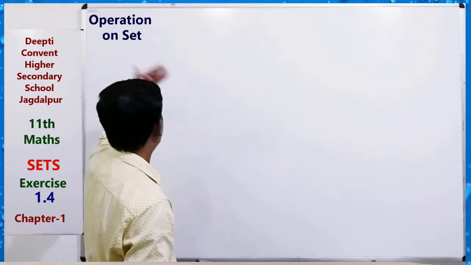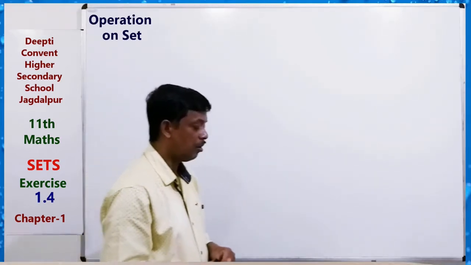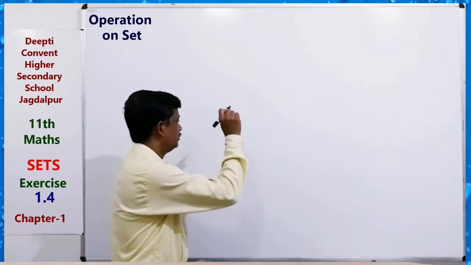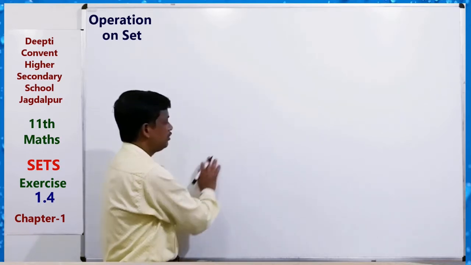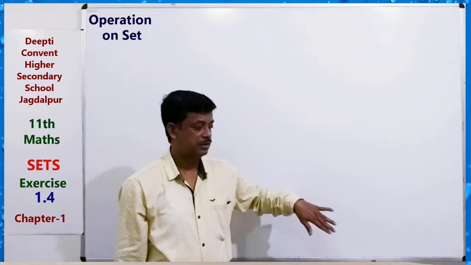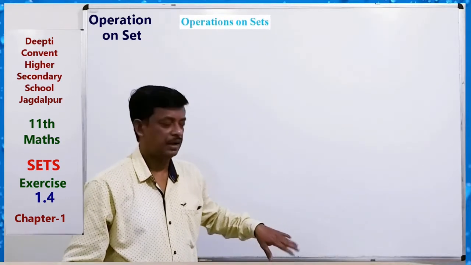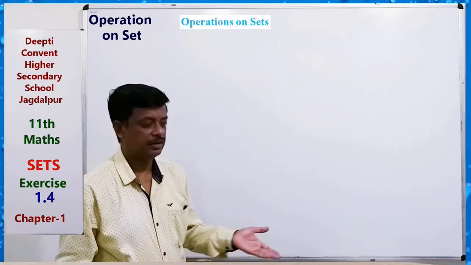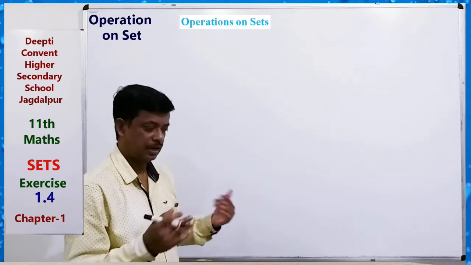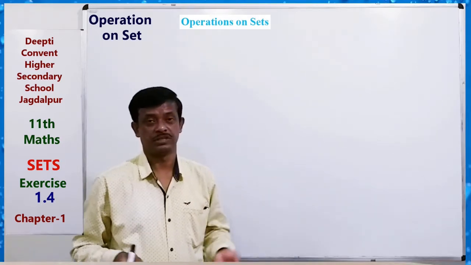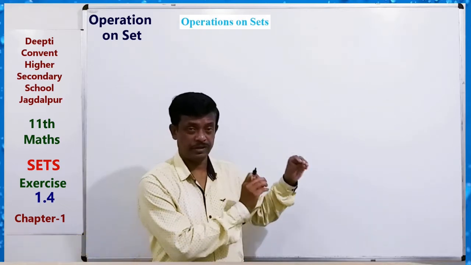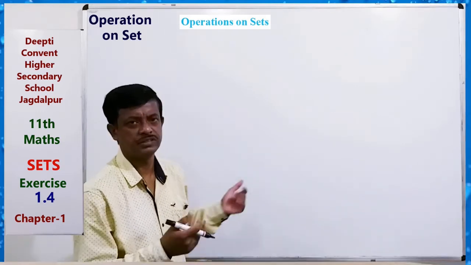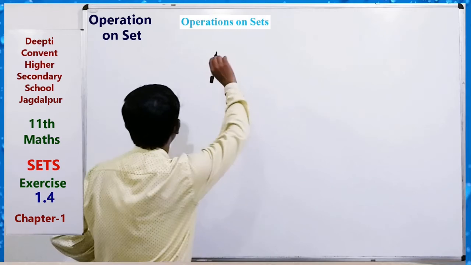So, operations on sets. Suppose we have two sets, one having some elements and another having some elements, and we want to find a set containing all elements of both sets, containing common elements of both sets, and containing those elements of one set which are not in the other set. These are the operations on sets. So the first operation is union of sets.